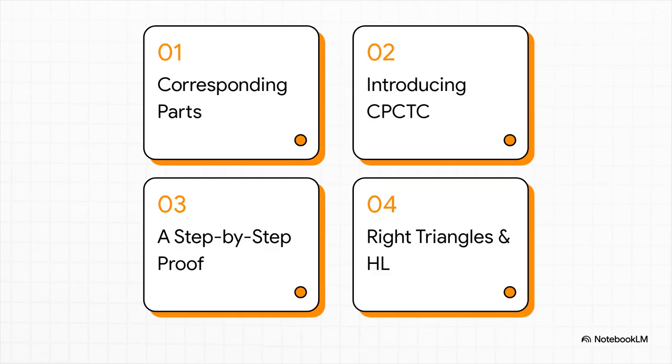First, we'll talk about this idea of corresponding parts. Then, I'm going to introduce you to a really powerful acronym that kind of works like a secret key. After that, we'll walk through a full proof to see it all in action. And we'll wrap things up with a special shortcut that only works for right triangles. Sound good? Let's jump in.